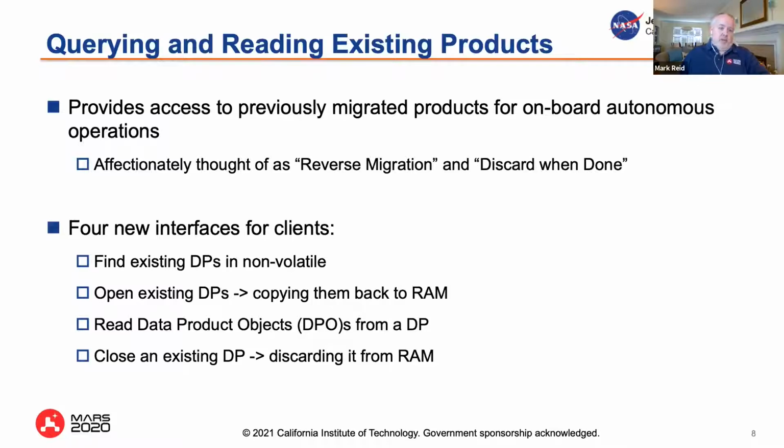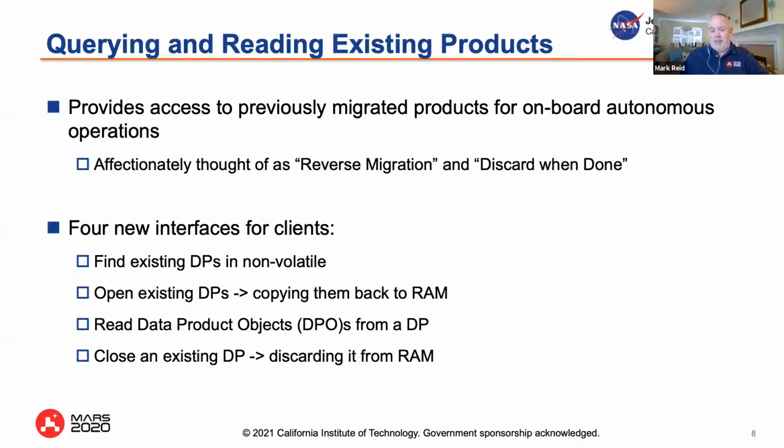So this capability that was added for Perseverance is, I thought, probably the most intriguing capability that we added in this process. And it's the idea of what I would call a reverse migration. So once we've migrated a product off to non-volatile, we want to allow clients to potentially go retrieve that product from non-volatile and move it back into RAM, and then access it, and then discard it out of RAM when they're done with it. So I kind of affectionately have called this reverse migration and discard when done.